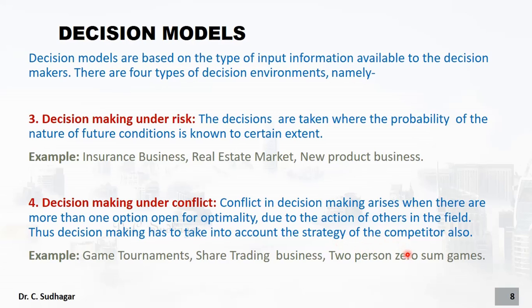So these are the four models available, and they are based on the type of input information available to the decision makers. Based on the data available, the courses of action, and the states of nature, we have to choose the proper methods to find the decisions. So this is a video just on decision theory basic ideas.